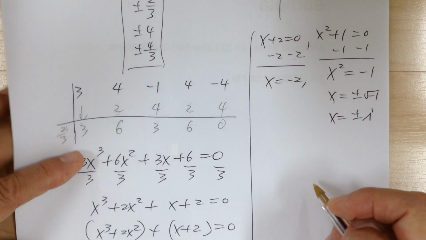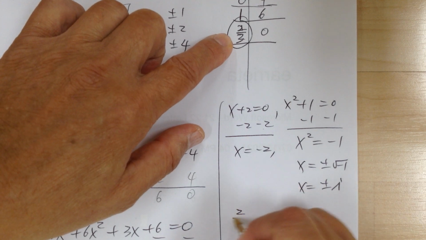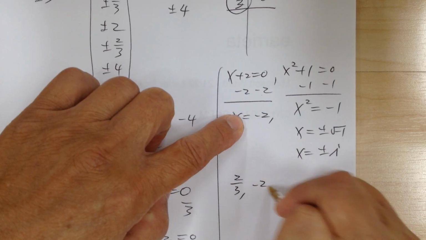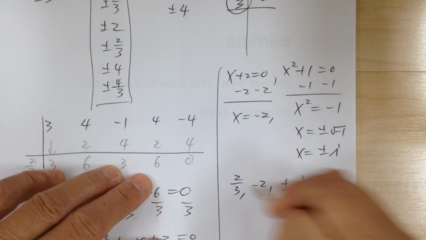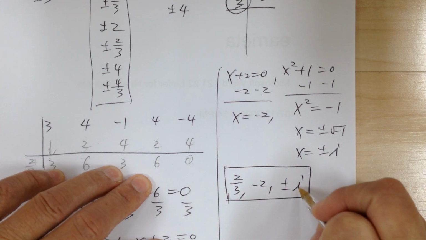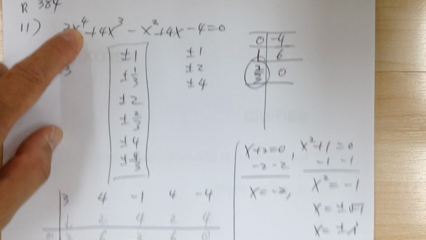Okay? So now let's get all answers together. So I get 2/3 from here. I got -2 from here, and plus or minus i from here. And so those are, again, fourth power, you're going to get 4 answers.